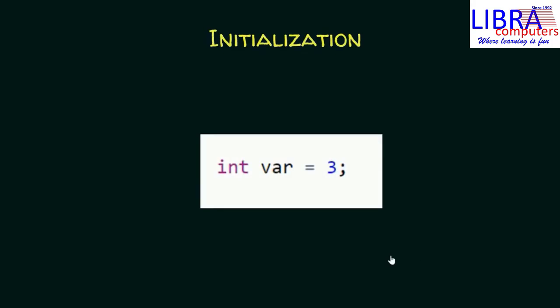If you assign some value to a variable at the time of declaration itself, then it is called as initialization. This is how you will do initialization. Initialization doesn't mean that the value cannot be changed. You can change the value later also. Now, let us see the various rules to define variables in C.